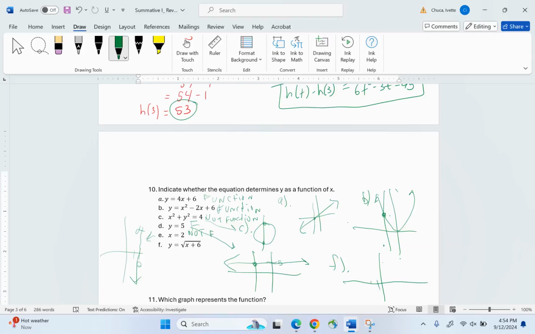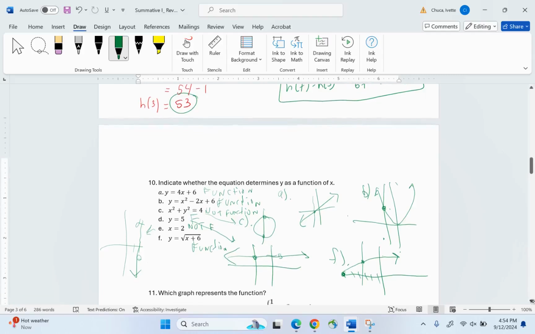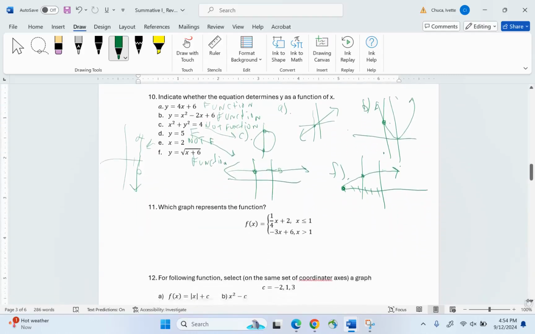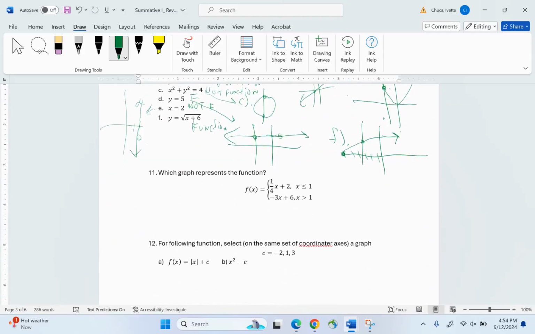So that's going to look like this. So that's also going to pass the vertical line test. So that's going to be a function. Okay, so if we go to the next one, which graph represents the function? So here you'll have a multiple choice question. If we want to figure out which graph is going to represent this, then we can graph this line.